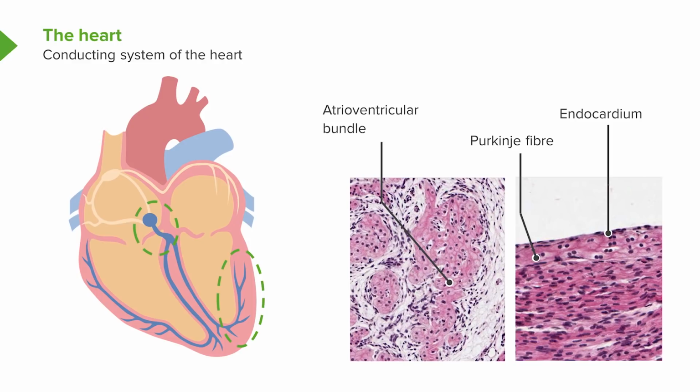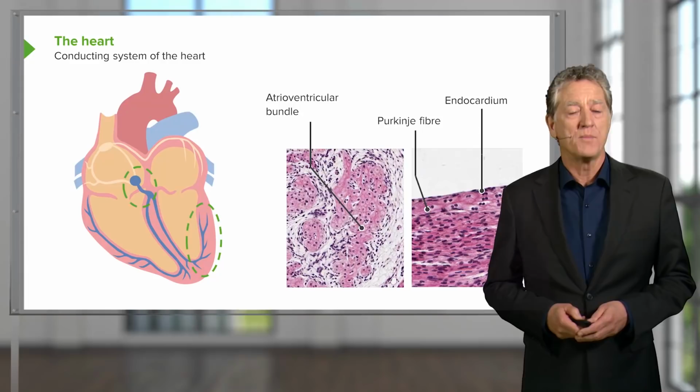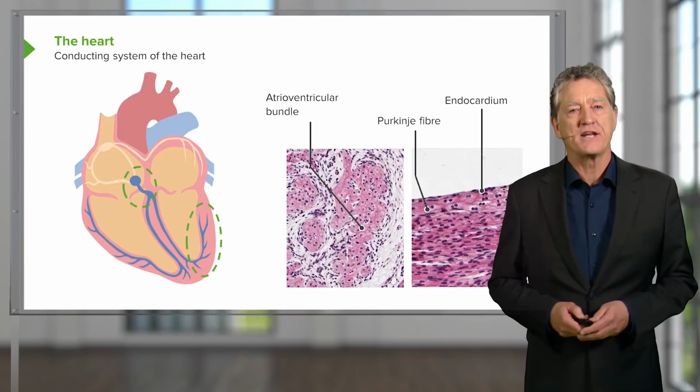Let me stress that these conducting fibres of the heart are not nerves. They're specialised cardiac muscle. So if you look at the diagram of the heart, the blue circular structure and the blue lines running down through the myocardium represent these conducting fibres. And the white circular structure up at the top, lying right next to the entry of the superior vena cava, is the sinoatrial node.